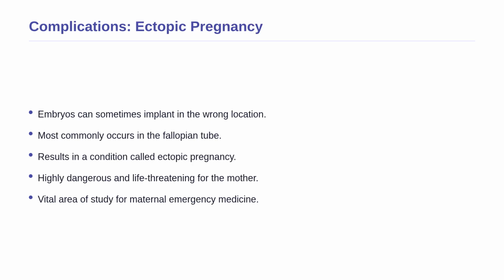While timing is critical, location is equally important. Sometimes an embryo implants in the wrong place, such as getting stuck in the fallopian tube instead of reaching the uterus. This results in a condition called an ectopic pregnancy. Because the fallopian tube cannot expand like the uterus, this is a life-threatening emergency for the mother. Understanding the mechanics of implantation is therefore not just about fertility, but also a vital part of maternal emergency medicine.